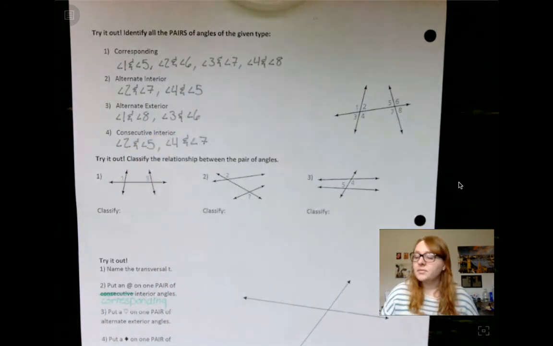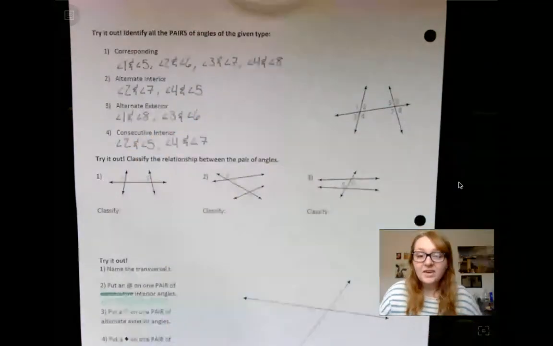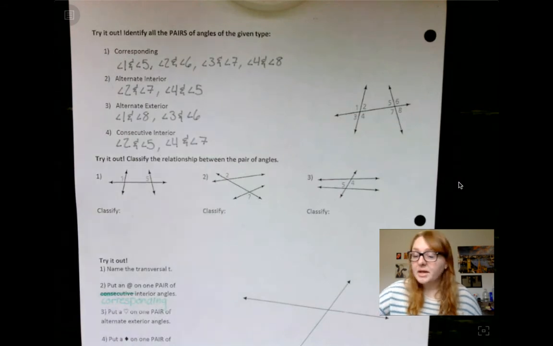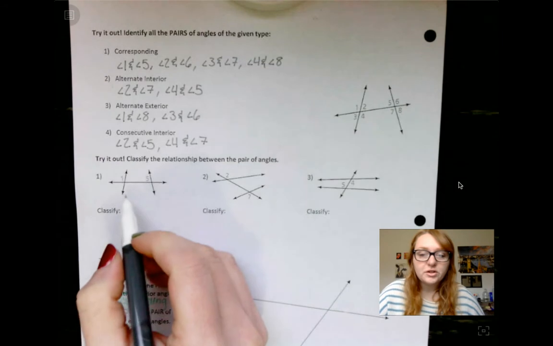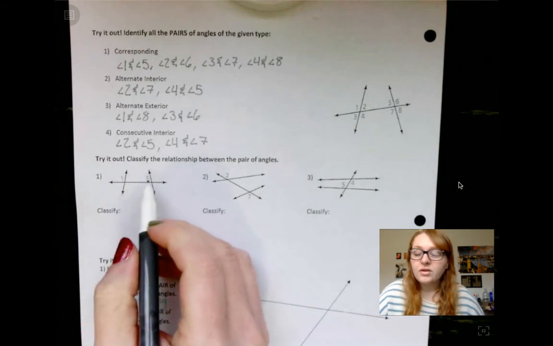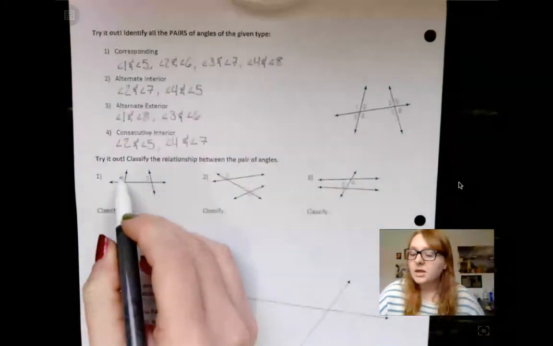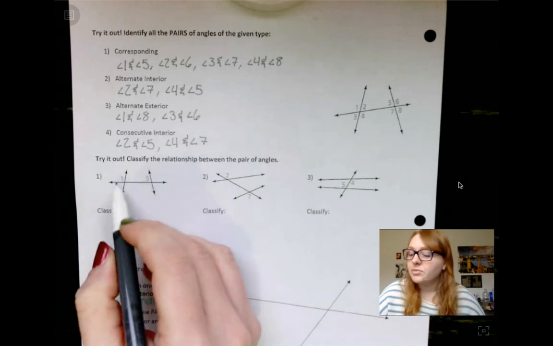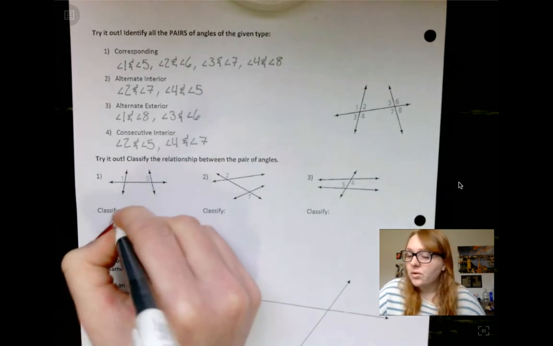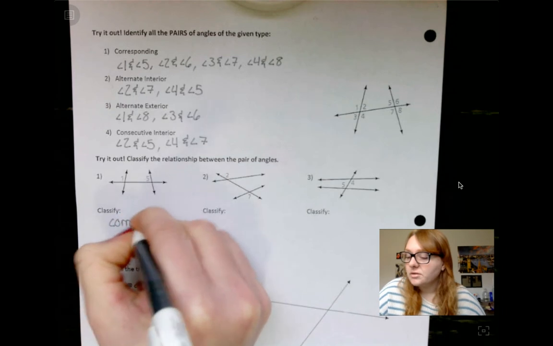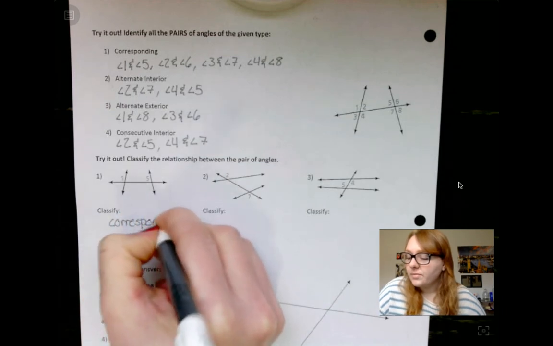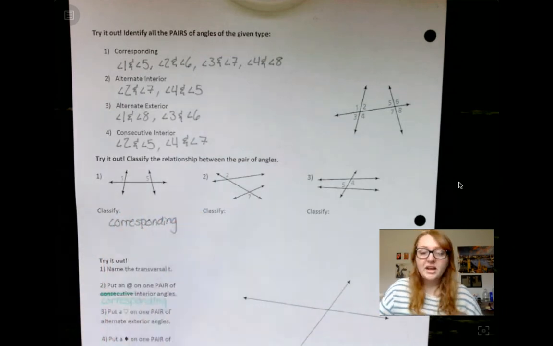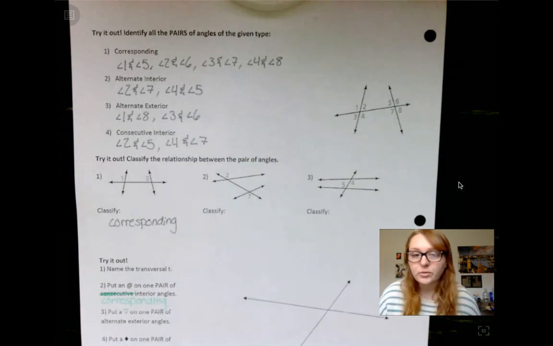Okay. Next, we're just going to classify these types of angles based on one of these 4 definitions. So this first one, we have angle 1 and angle 5. They are both in the top left position. So these would be corresponding angles. And fine if you just abbreviate it, it's corresponding. You don't have to write the word angles.